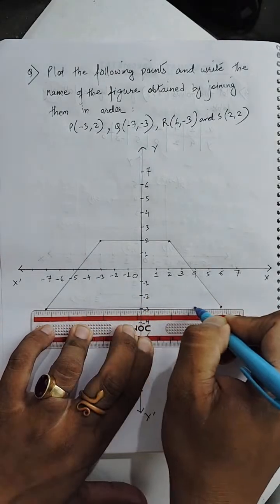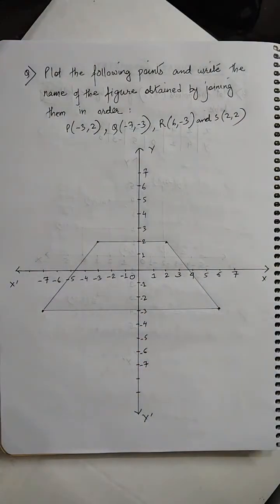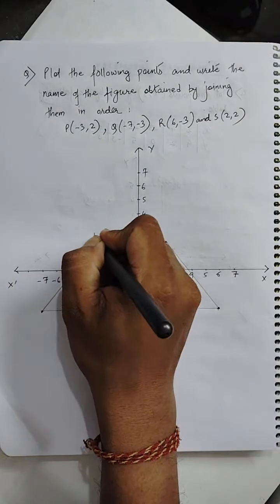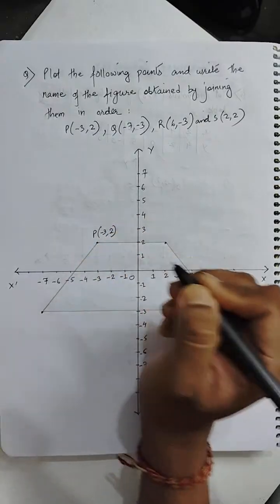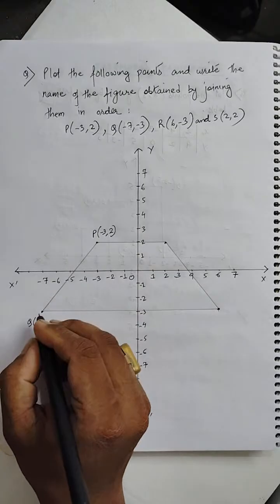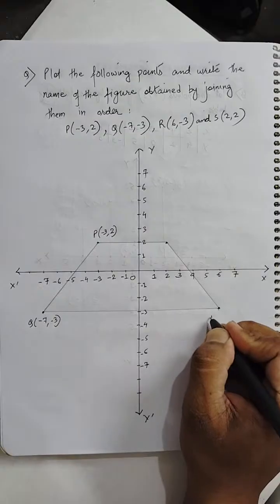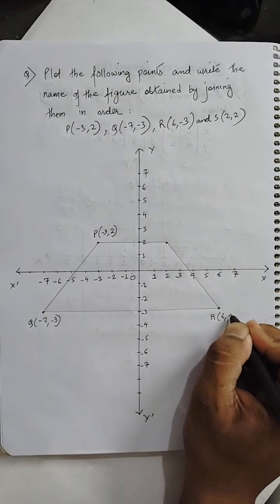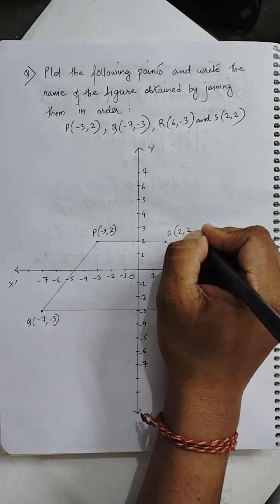So this is the figure obtained after joining the 4 points PQRS. This figure is a trapezium. Okay, so we'll complete by labeling everything. This is P. Coordinates of P are minus 3 and 2, sorry. This is Q. Coordinates of Q are minus 7 and minus 3. This is R. Coordinates of R are 6 and minus 3. And this is S, 2 and 2.